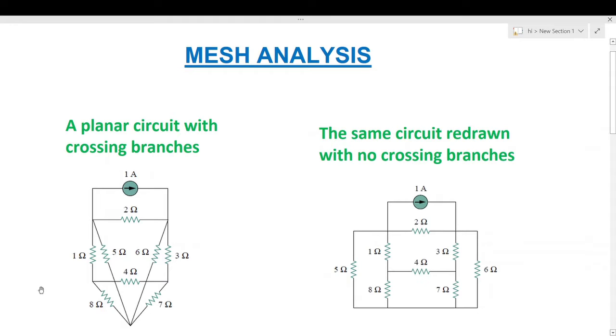For example, we need to consider this circuit. In this circuit, the two branches, the 5 ohm branch and the 6 ohm branch, are crossing the other branches. But when we redraw the circuit, it will look like this. And in this circuit, the 5 ohm and 6 ohm branches, when we redraw, look like this, and these branches are not crossing any other branches, so we can call it a planar circuit.